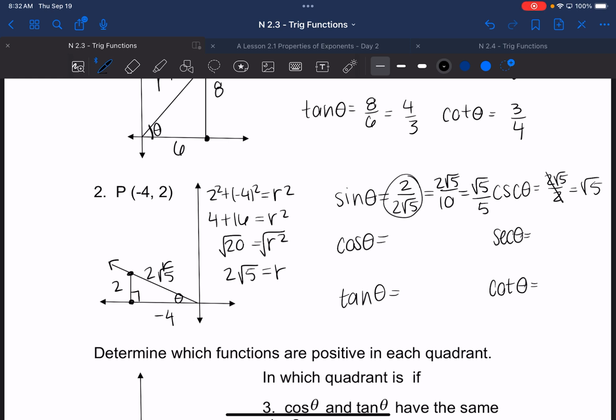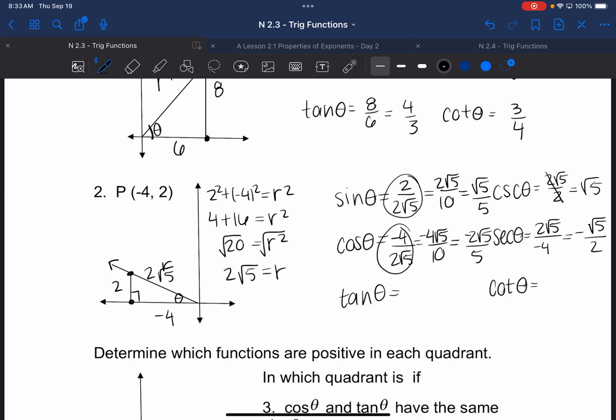-4 what? Okay. And then we would rationalize, right? So I'm going to end up with -4√5 over 10. But then that simplifies. What's that going to simplify to? -2√5 over 5. Nice. Okay. And then the reciprocal of this one would have been 2√5 over -4. And that's going to simplify to? -√5 over 2. Nice.